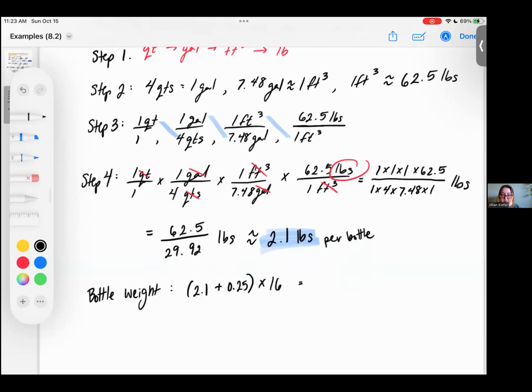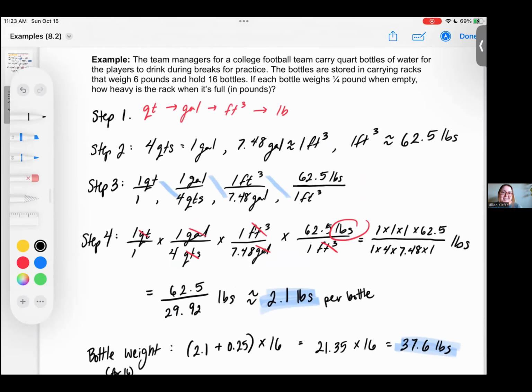So finding this value, 2.1 plus 0.25 will give us 2.35, which we can multiply by 16. And this should give us 37.6 pounds. So the weight of our 16 bottles is 37.6 pounds. So that bottle weight was for 16 of them. So all of our bottles are 37.6 pounds.